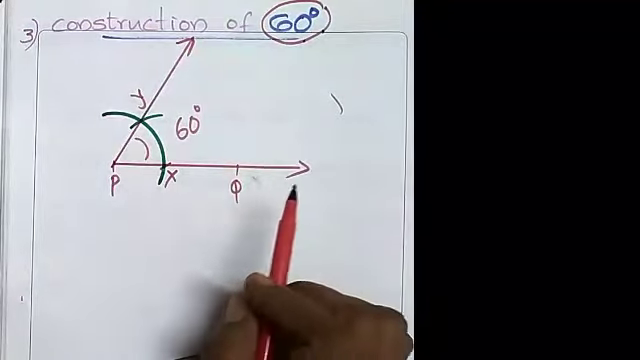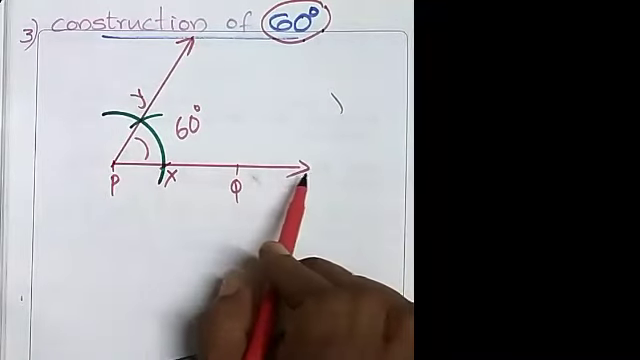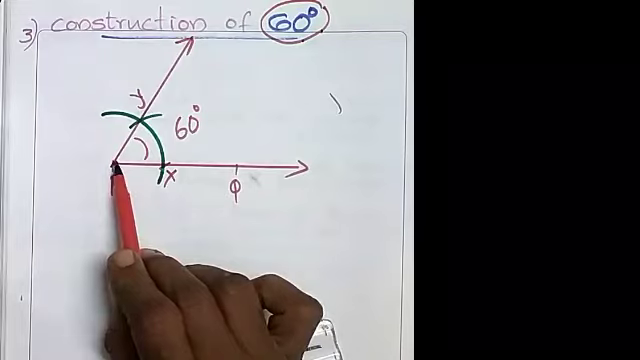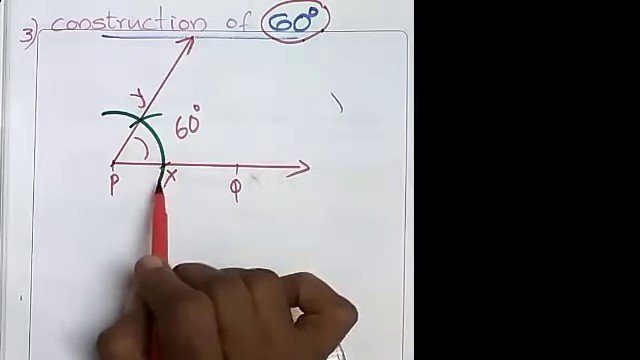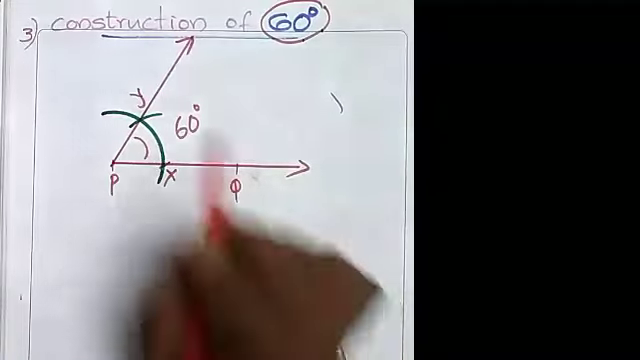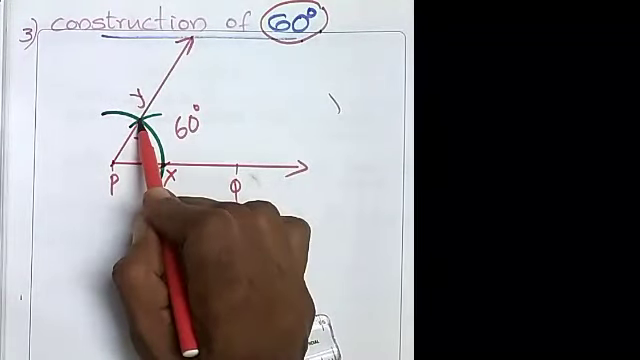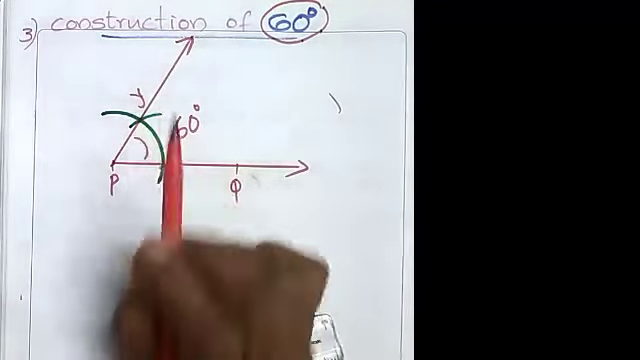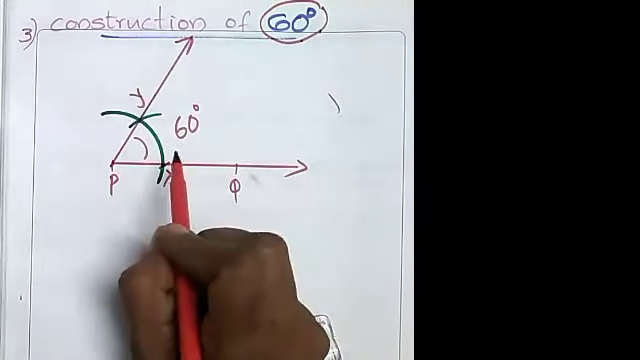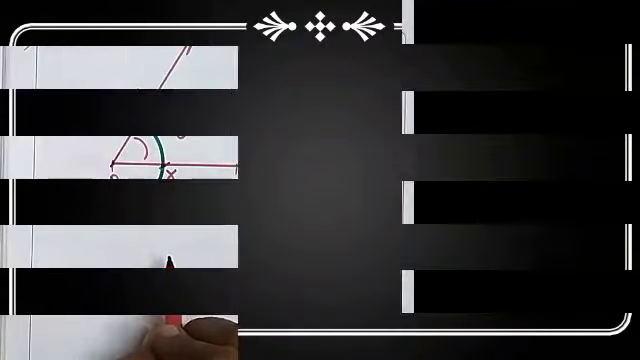So what is the 60 degree construction? Given a ray PQ, with this point P as center, with any radius draw an arc like this. You are getting the point X. With X as center and the same radius draw one more arc to intersect here. It is Y. Now join PY. This angle will be 60 degree.